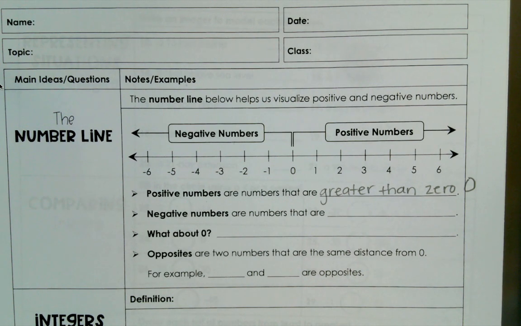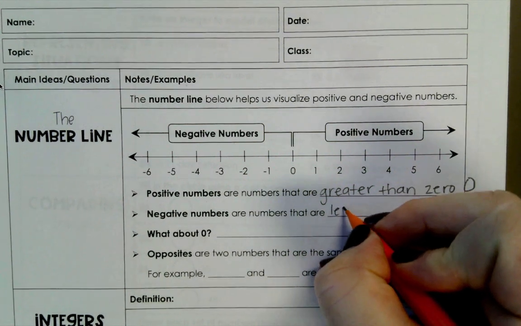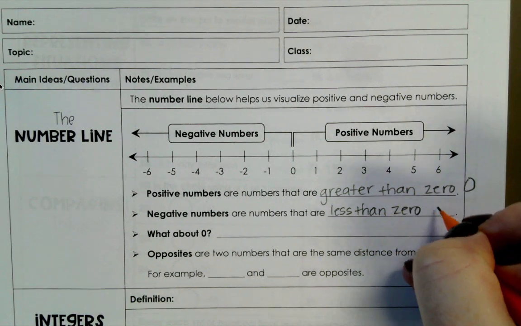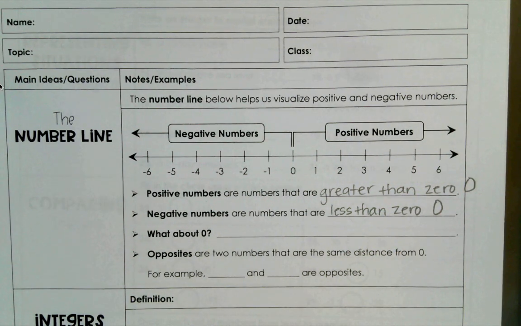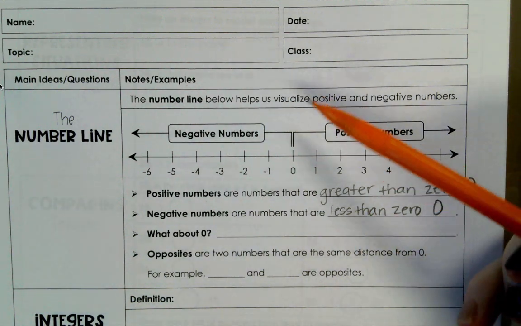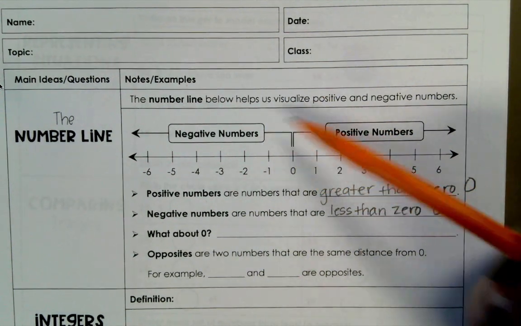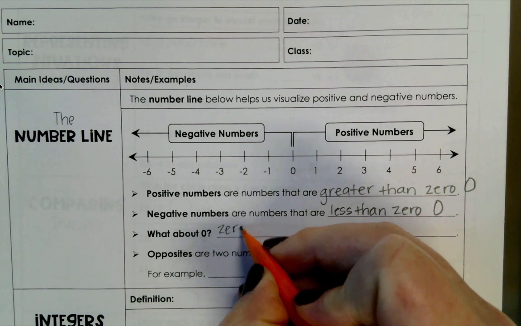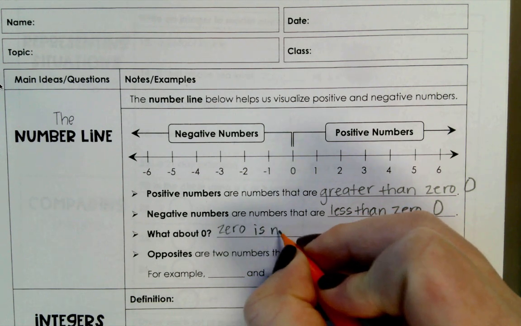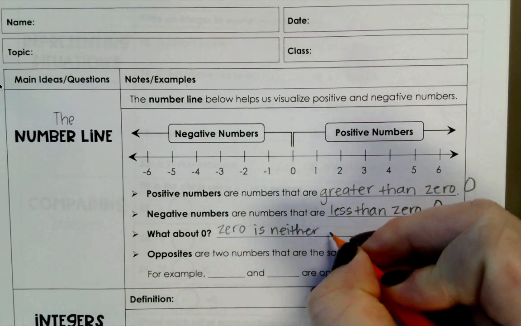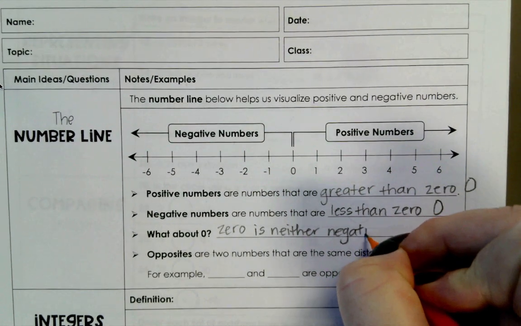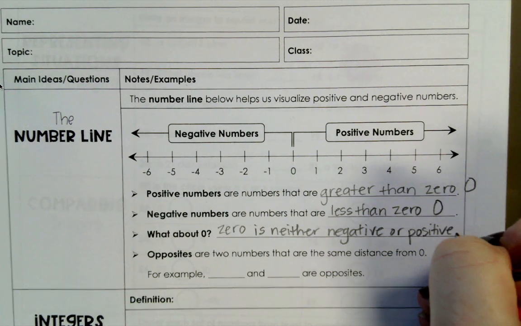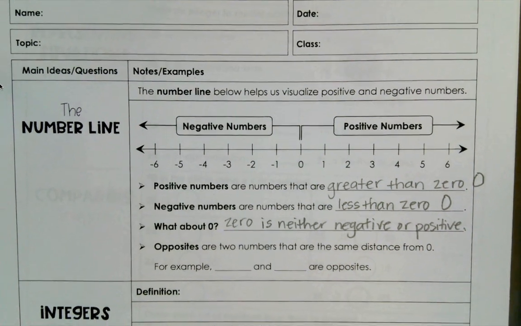Negative numbers are numbers that are less than 0. All right? But what about 0? That's the question, because you see right here in my little number line, 0, he's neither negative nor positive. So 0 is neither negative or positive. Okay, so be mindful. It's not negative and it's not positive. Okay, it's neither. It doesn't fall into either of those categories.